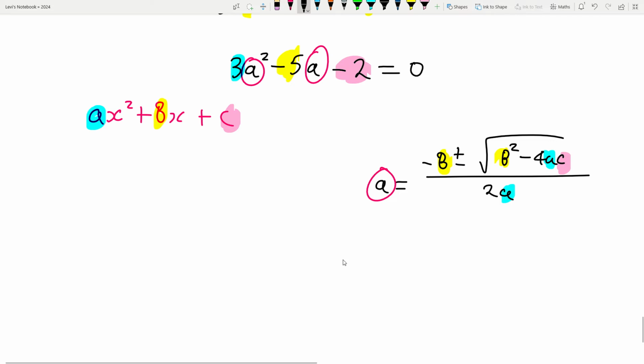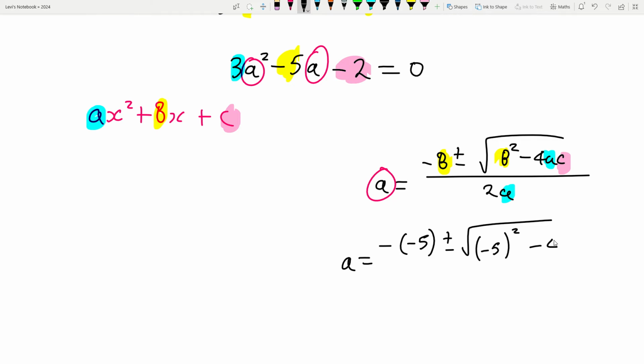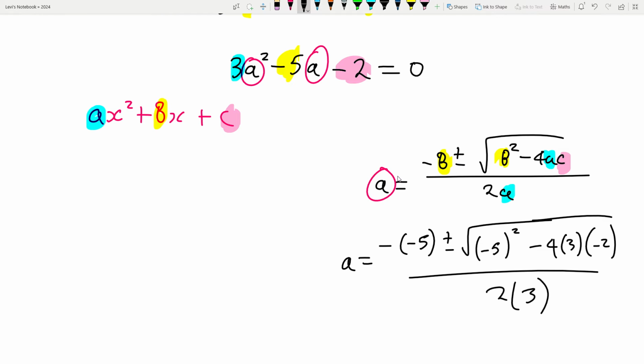So we're going to have a is equal to negative of negative 5 plus or minus the square root of negative 5 squared minus 4 times 3 times minus 2, and then divide that by 2 times 3. Okay, so you can see how I've gotten that because your a is 3, your b is negative 5, and your c is negative 2.